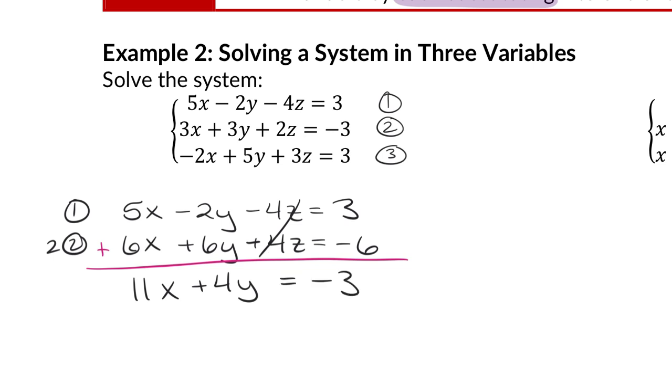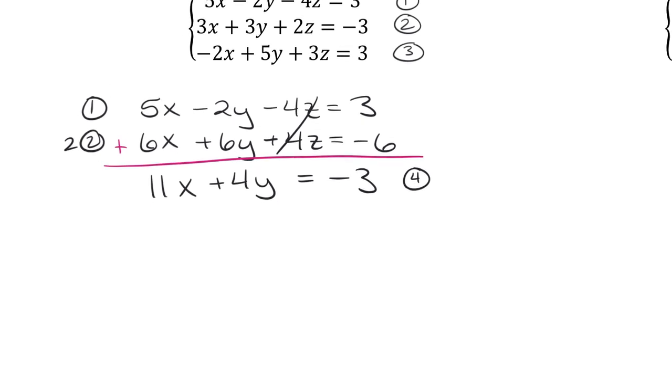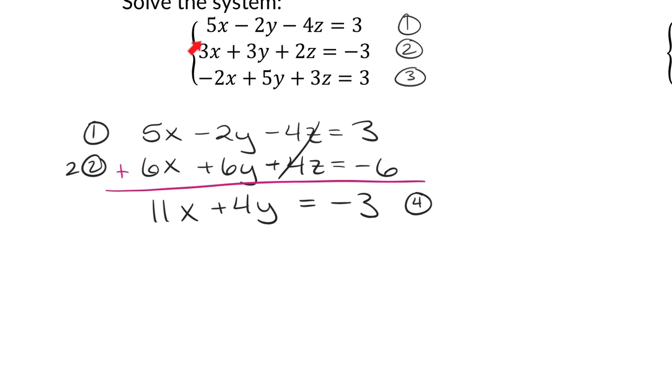Last class when we did this step, we were already down to 1 variable. This class, we still have 2 variables. So we're going to come over here and we're going to label this equation 4. We've created a new system that we're going to be working with. Now, I need to take another pair of the original equations and cancel out z.